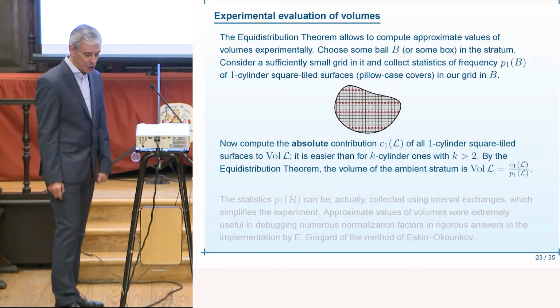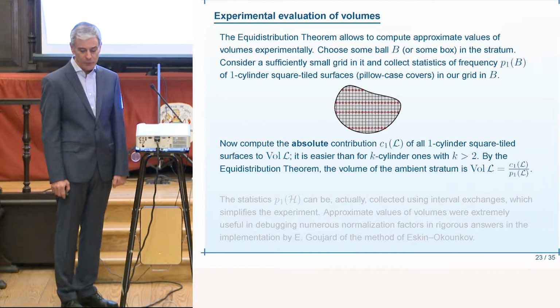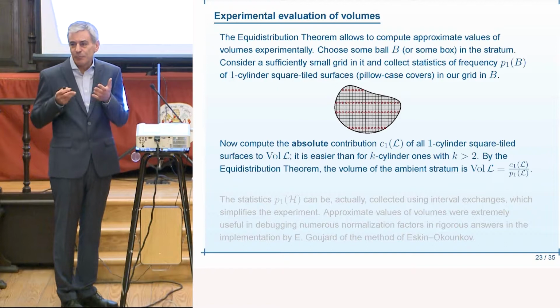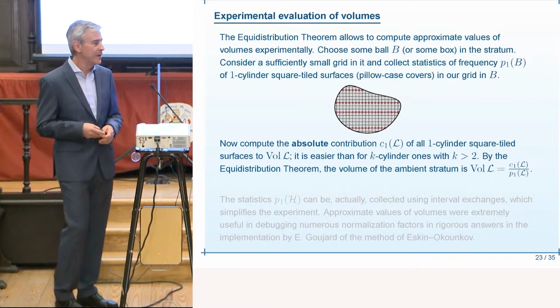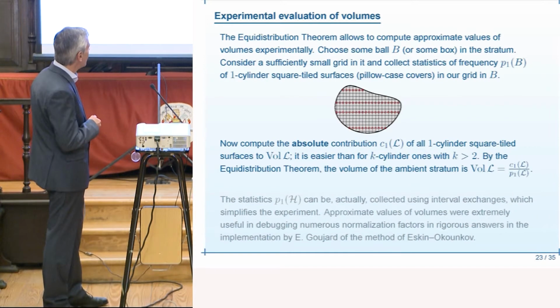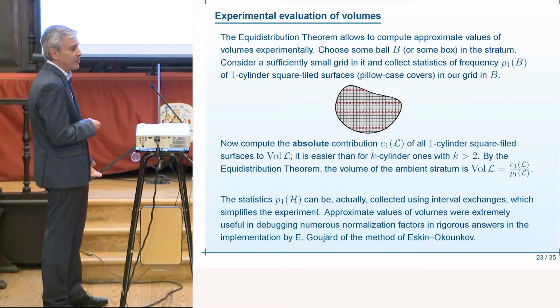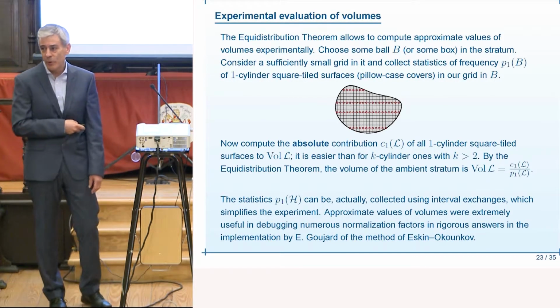And then you just take an open domain in your space which is convenient for you, and you take many random square tile surfaces and just experimentally collect statistics. How often do you see one cylinder square tile surfaces? So this gives you two numbers. One is the contribution of one cylinder square tile surfaces to the volume, which is computed explicitly. And the other is the probability to get a one cylinder square tile surface, which is computed experimentally. You divide one over the other, and you get a very good approximation for the volume of the moduli space.